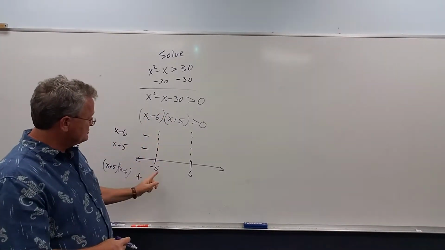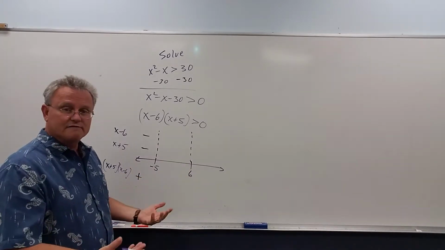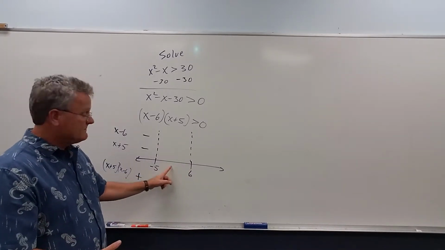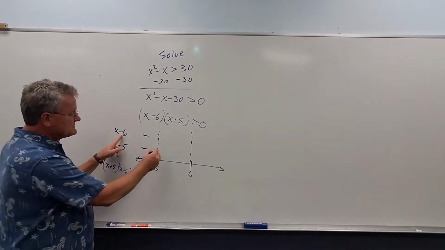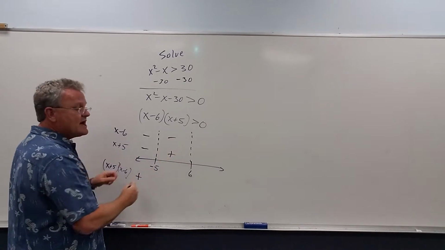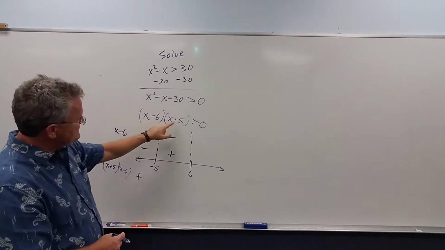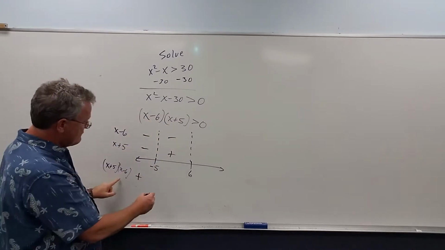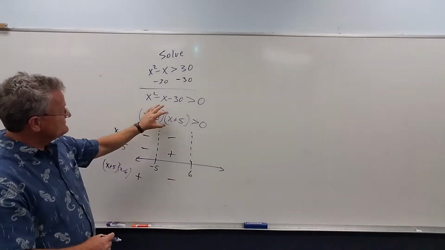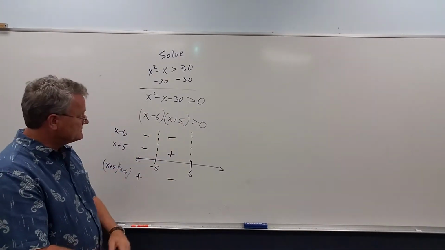Now pick a number between negative 5 and 6. Negative 4, negative 3. I'm going to pick 0. 0 minus 6 is a negative. 0 plus 5 is a positive. Well, if this is negative and this is positive, a negative times a positive, the overall is a negative. This function is negative between negative 5 and 6.